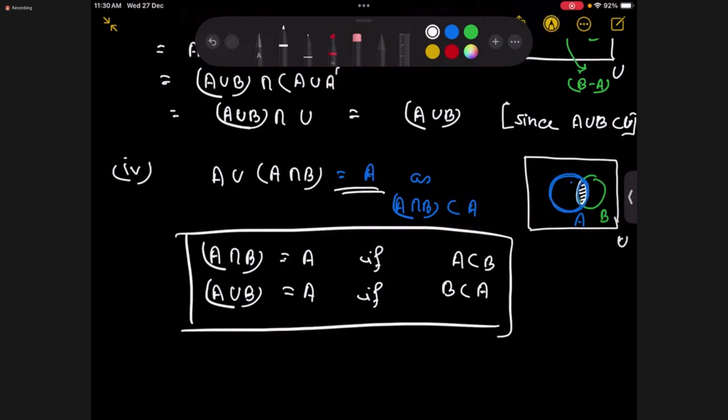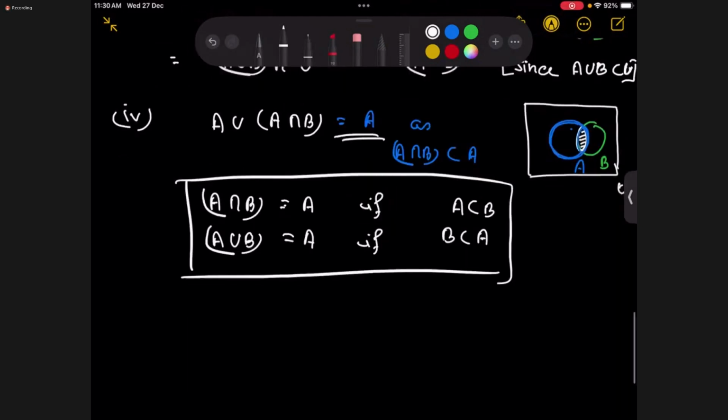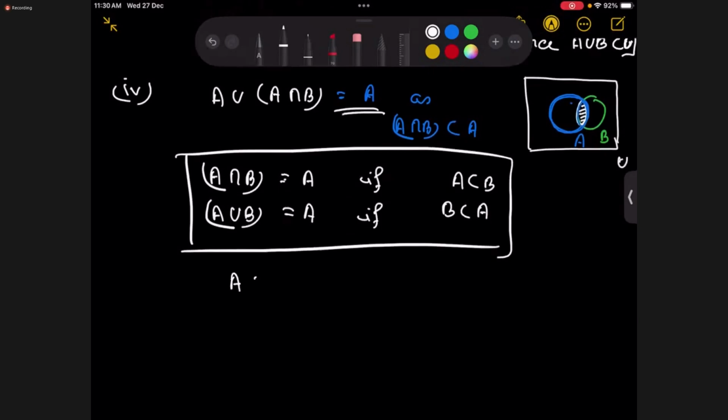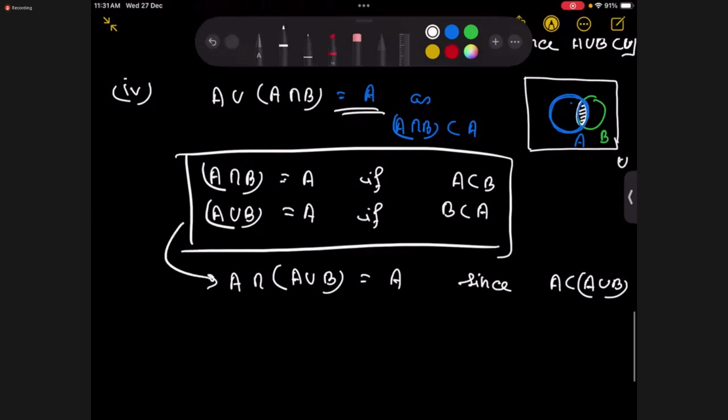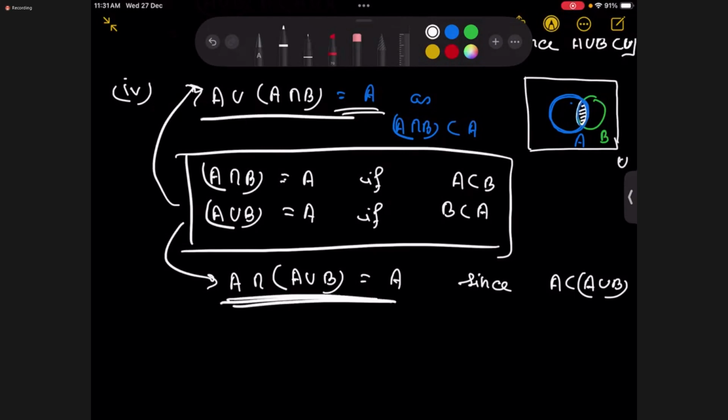And in a similar manner, we can show that A intersection (A union B) is equal to A, since A is a subset of A union B. So just using these two logics, we have obtained these two results. These are two important results, so we can use them in convenient places so that you can easily manipulate or compute some calculations. Okay.